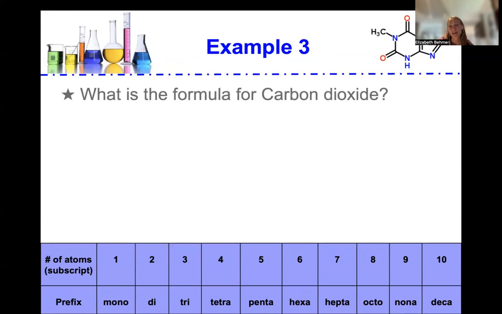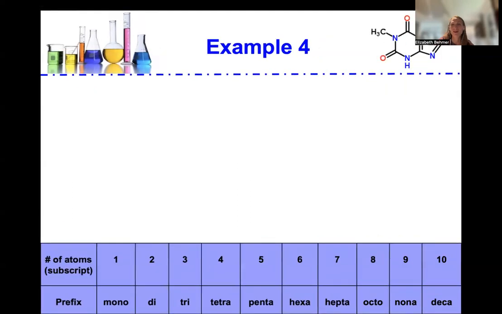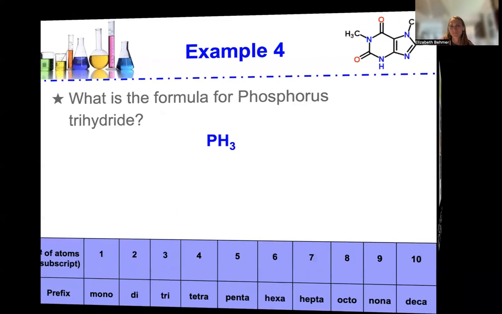Carbon dioxide, 1 carbon and 2 oxygens, CO2. That is the gas in our lungs that we get rid of as a byproduct, a waste of our cells going through cellular metabolism. So that is the gas we exhale, CO2. What is the formula for phosphorus trihydride? We have phosphorus, which is P. What's hydride? That would just be hydrogen, hydride, and 3 of them, PH3.